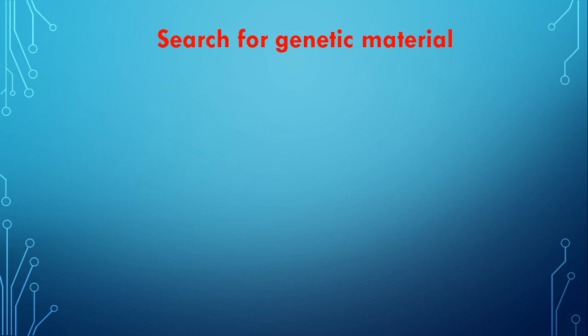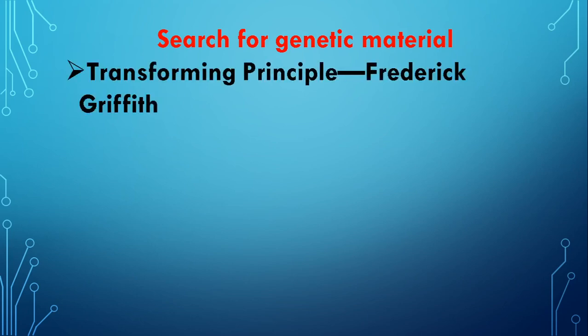Search for genetic material. Many scientists started working in the search for genetic material. Some prominent ones, which we generally refer to. First, conducted by Frederick Griffith, was the transforming principle. He carried out some experiments on mice which were infected by Streptococcus pneumonia, and then he put forward a principle which is referred to as the transforming principle.